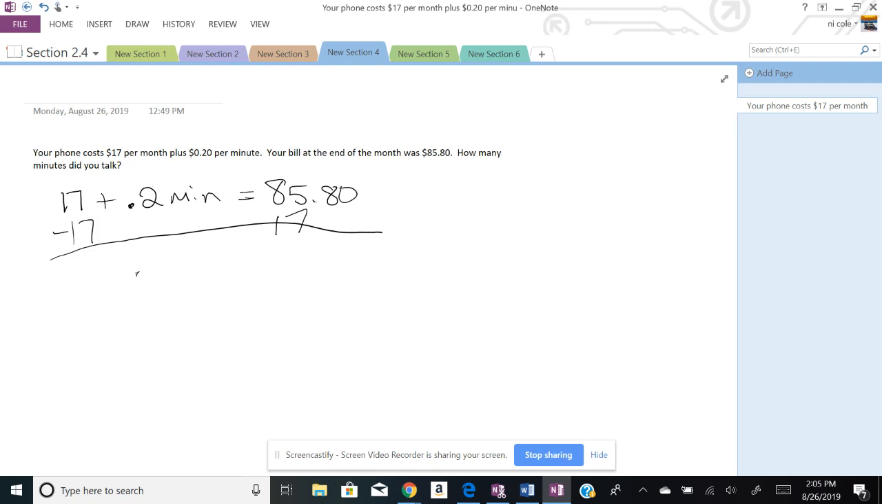All right, well, I can get rid of the $17 to solve for my minutes. And that's going to give me 0.2 minutes is equal to 68.80. I'm going to take 0.2, divide both sides by 0.2.